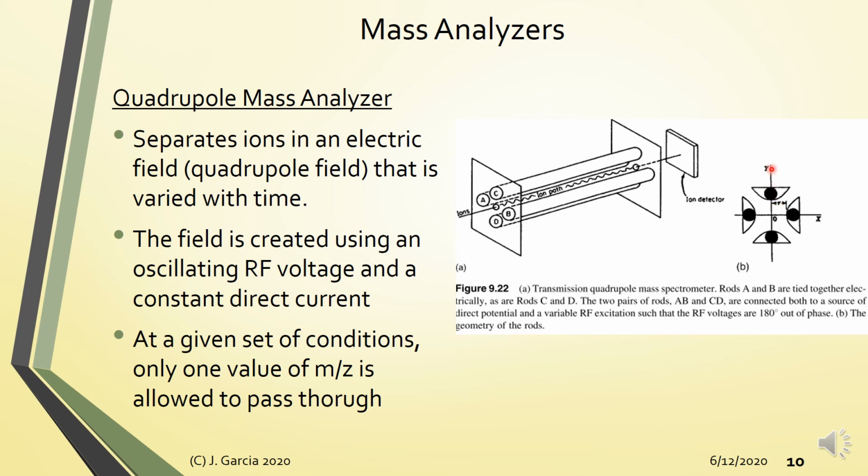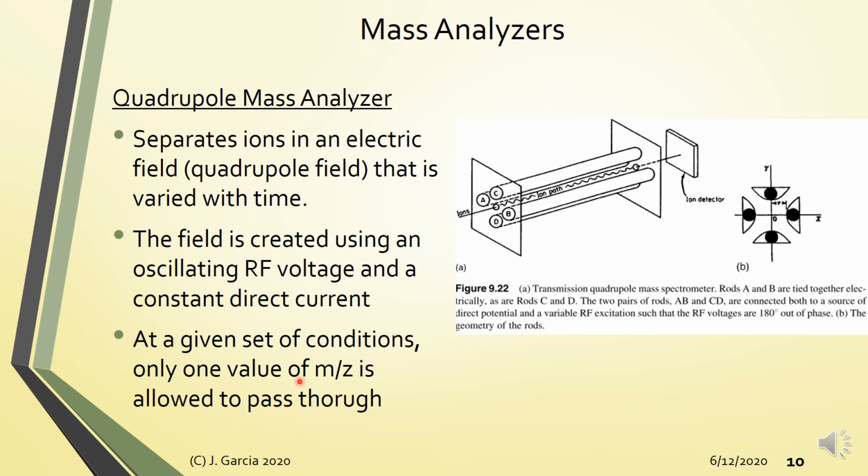Now, the quadrupole separates ions in an electric field that is varied with time. Similar to your magnetic sector. Sa magnetic sector, magnetic field yung vinavary. For quadrupole, it's the electric field, or the quadrupole field, that is being varied. The field is created using an oscillating radio frequency voltage and a constant direct current. So by changing the value of the quadrupole field, only one value of mass to charge ratio is allowed to pass through at a given time.